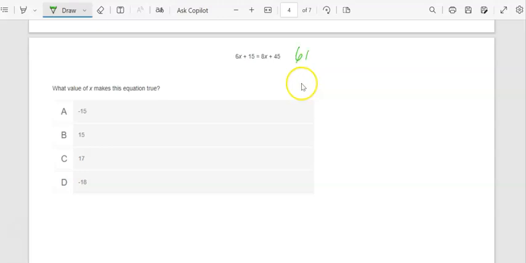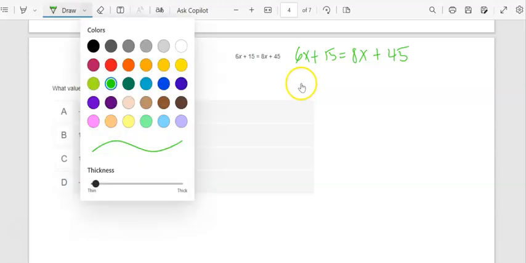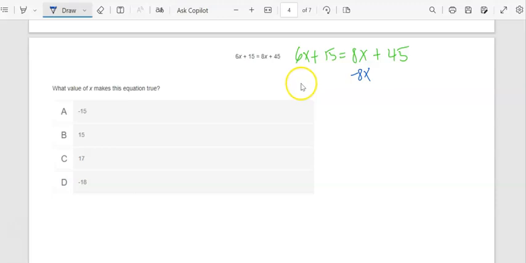I have 6x plus 15 is equal to 8x plus 45. Right, so, I want the variables on the same side. You can subtract the 8x or the 6x, it doesn't matter. I just, for some reason, like having the variable on the left side, but you can do it either way. All right, so then you have 6x minus 8x. In your calculator, it's 6 minus 8, integer rules, the same as 6 plus negative 8. So it's negative 2x. And we still have the 15 and then 45.